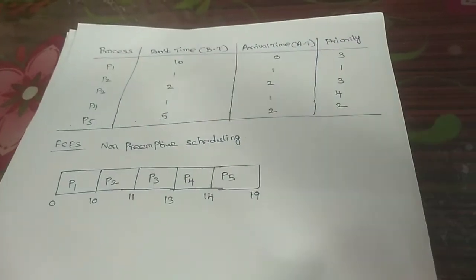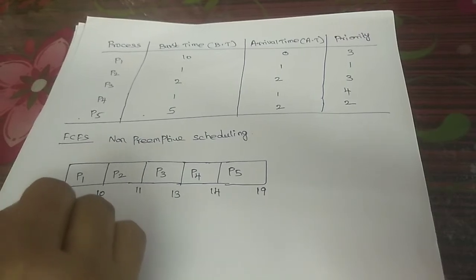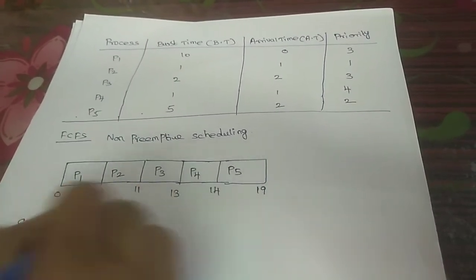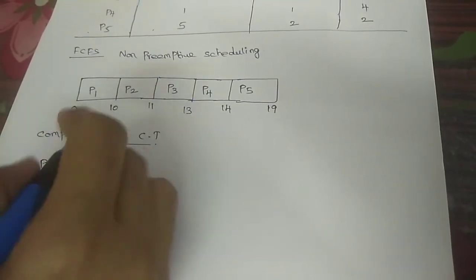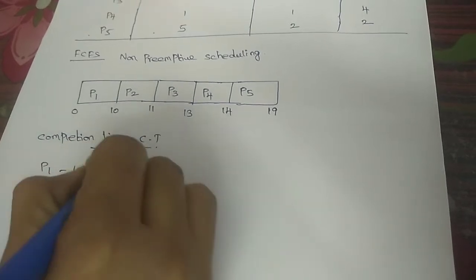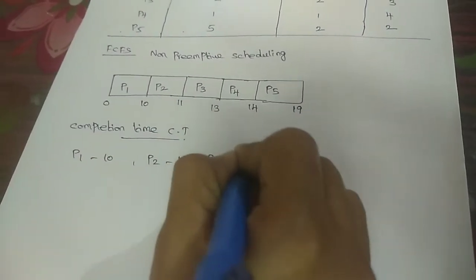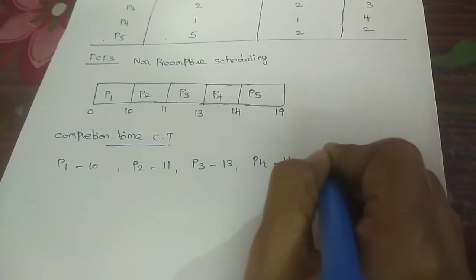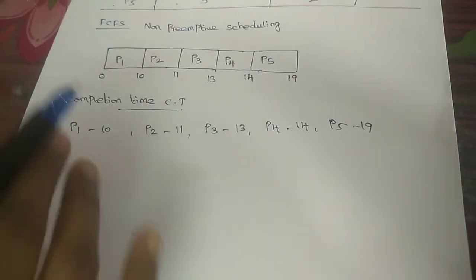Okay, next we are going to calculate the completion time, that is CT. The CT for P1 is 10, and for P2 11, P3 13, P4 14, P5 19. The completion time of the processes has been achieved.